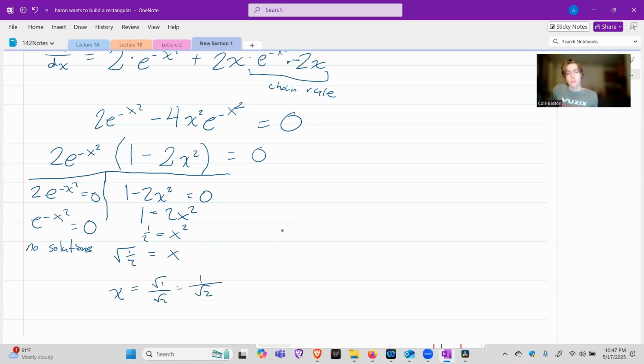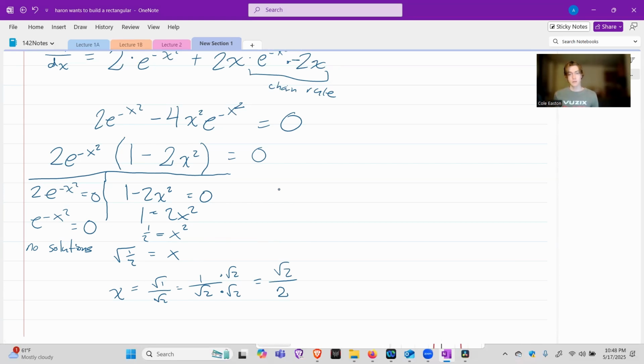And it's a little bit unconventional to have square roots on the bottom, so it's typical to just multiply the top and bottom by the bottom in this case. By definition, root 2 times root 2 is 2, and 1 times root 2 is root 2. So we have x is the square root of 2 over 2.